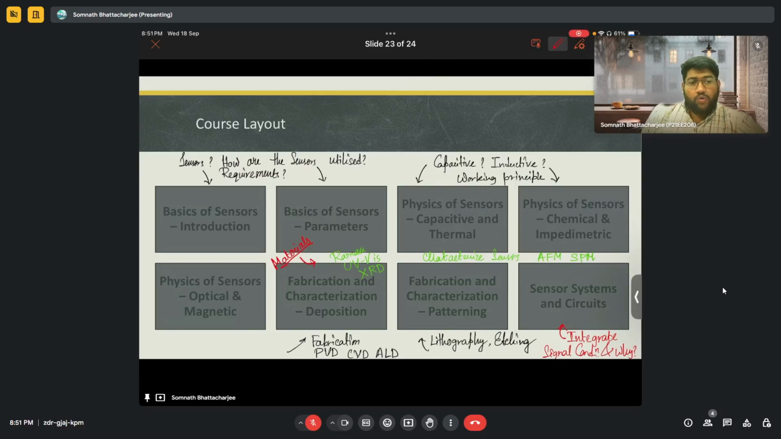And finally, how to integrate these sensors using a signal conditioning circuit, maybe using an instrumentation amplifier, or maybe using an op amp directly, or even using a Wheatstone bridge structure. So how to utilize these sensors inside your system, and how to connect the sensors with external circuitry. These are the things we have learned from this course, and thank you for attending the session.